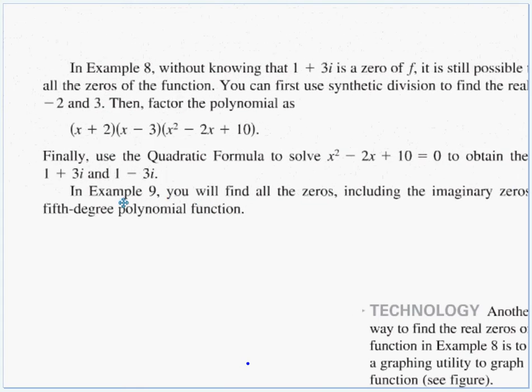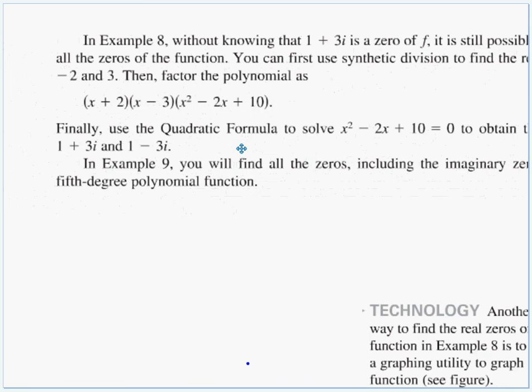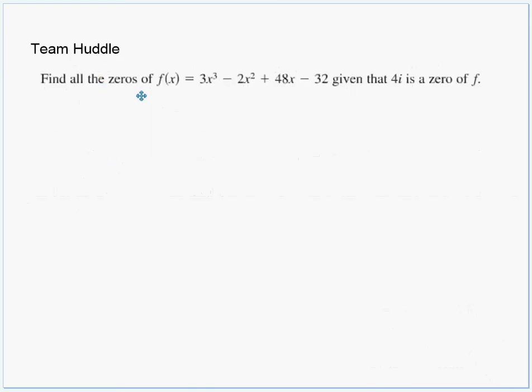Now it says here coming up in example 9, we'll find all the zeros, including the imaginary zeros of a 5th degree polynomial equation. But first, try this hurdle problem here. Pause the video and see if you can get this one. It's very similar to what we just did, but it's a little easier. This 4i is one of your zeros, so of course negative 4i is also going to be a 0. Turn those into factors and FOIL them out, and then you will divide those into this. So pause the video and give that a try.